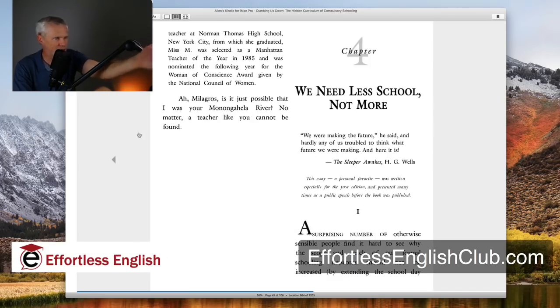And then at the end, he says he found out many years later that this little girl, Milagro, grew up and she became a teacher when she was an adult.